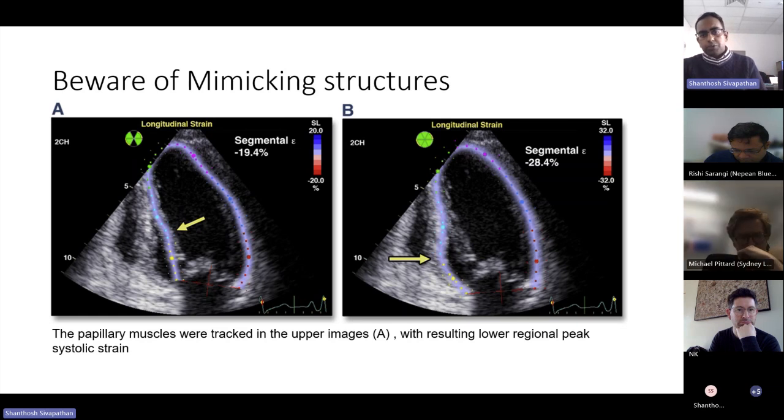And this is like your papillary muscles, making sure that you've excluded that or mimics, so that you're aware that you're actually tracking the LV, not just something else.